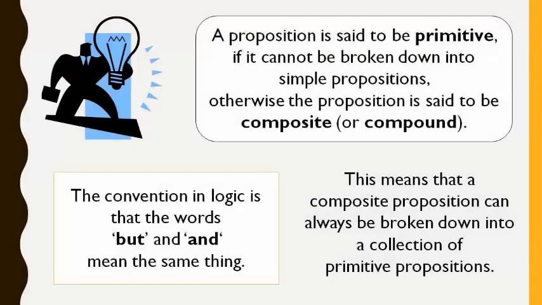Now before moving on, let me mention a few things again that we discussed in the previous episode. Here what we are talking about is propositions. From these questions, using the primitive propositions, we are trying to build up composite propositions, or else we can say compound propositions. A proposition is said to be primitive if it cannot be broken down into simple propositions. Otherwise, the proposition is said to be composite or compound. This means that a composite proposition can always be broken down into a collection of primitive propositions.